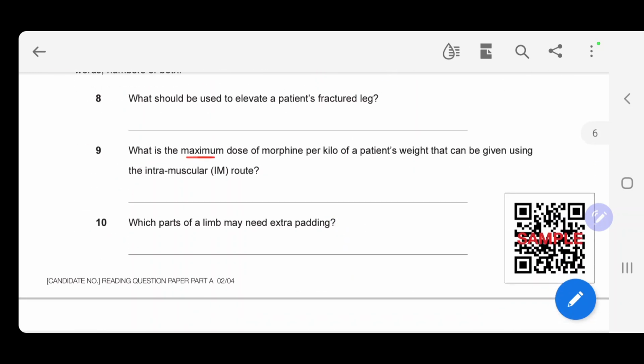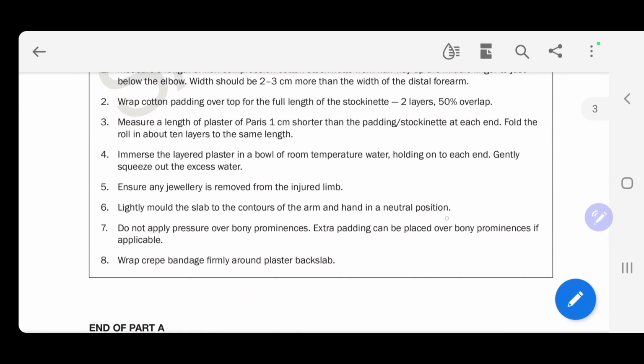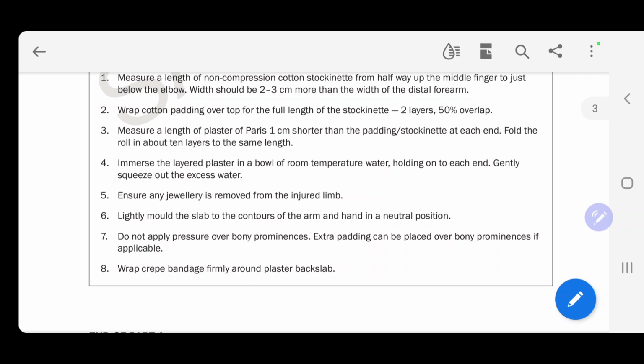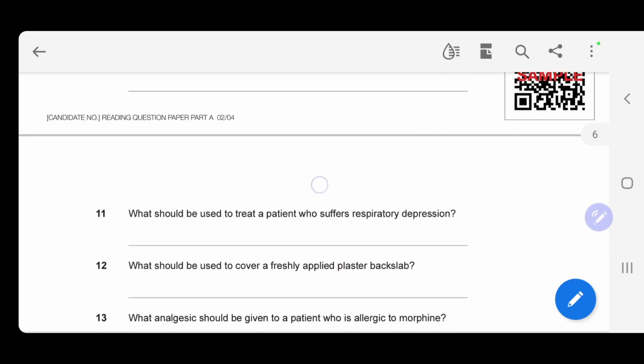Similarly, which part of the limb may need extra padding? So we need to recall where it was, the extra padding. So now we can see extra padding was written over here. Okay, so this is the answer. Similarly, we can see the next question.